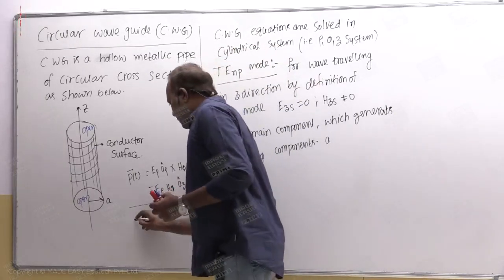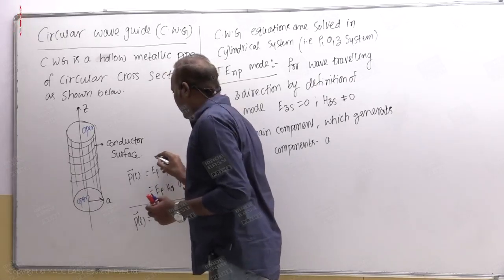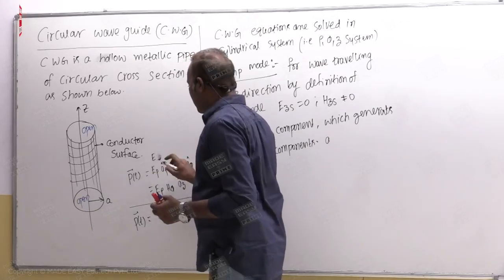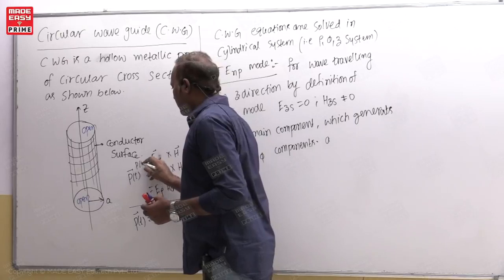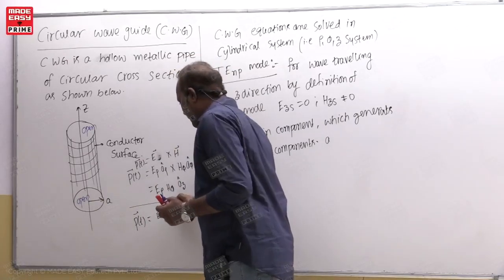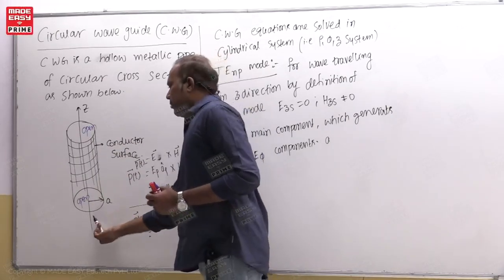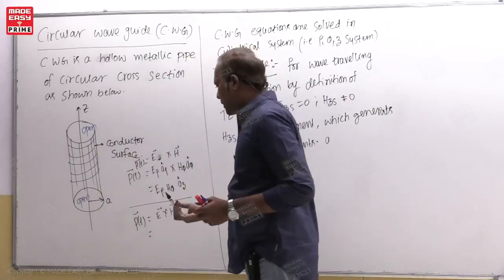Second case: the Poynting vector is E cross H. E cross H, that is the Poynting vector. So here it is open, that means the EM wave enters this and comes out of this. So the wave travels in the Z direction.